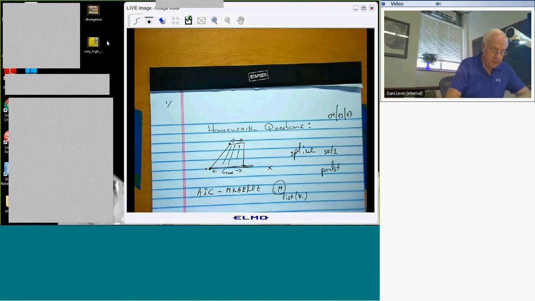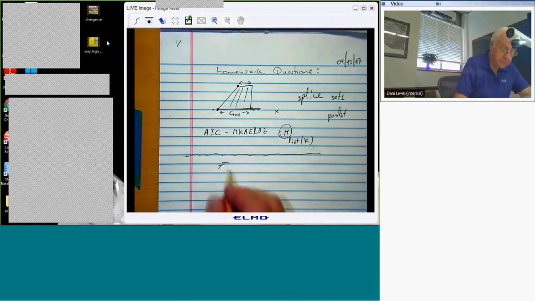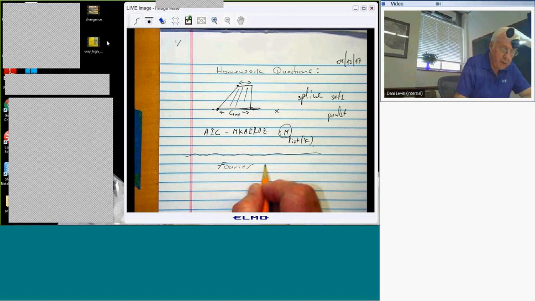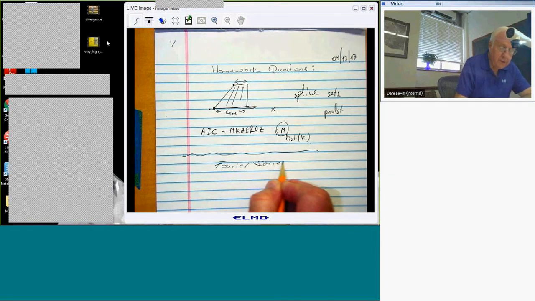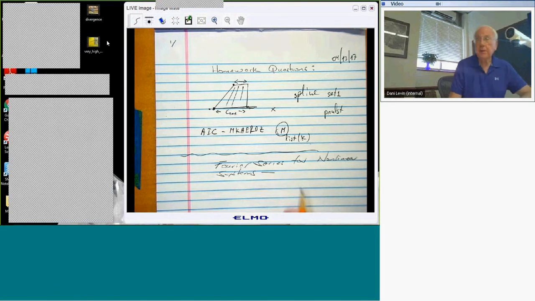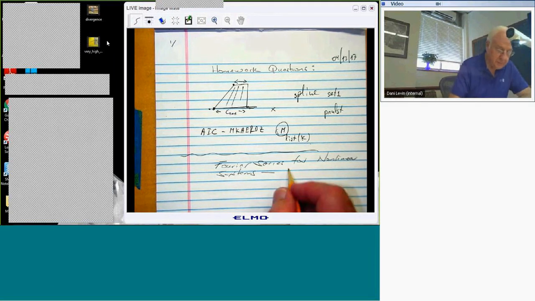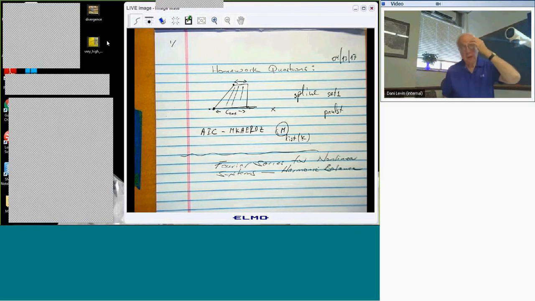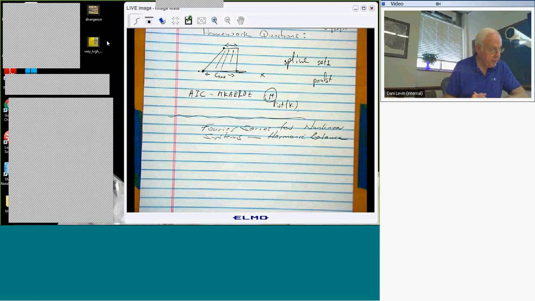But this approach, if you will, the Fourier series approach for nonlinear systems, is usually called something else. I don't know why, but probably for historical reasons. It's usually called the method of harmonic balance. And it can be used for nonlinear structural models, it can be used for nonlinear aerodynamic models, and of course for the combination, i.e. nonlinear aeroelastic models.